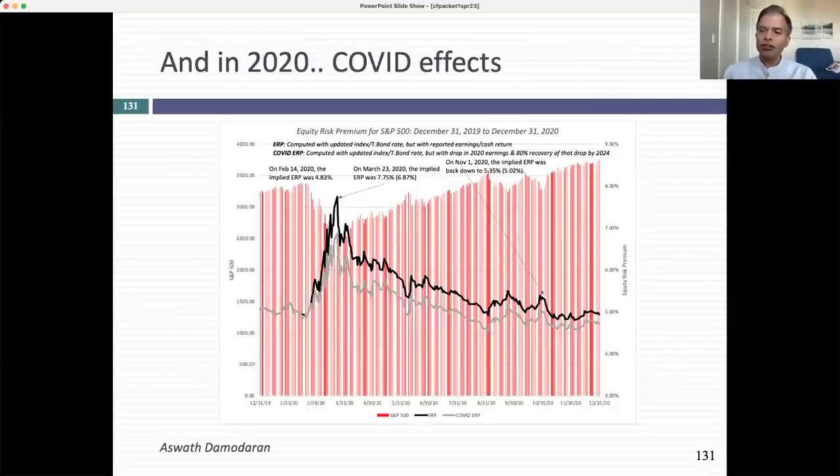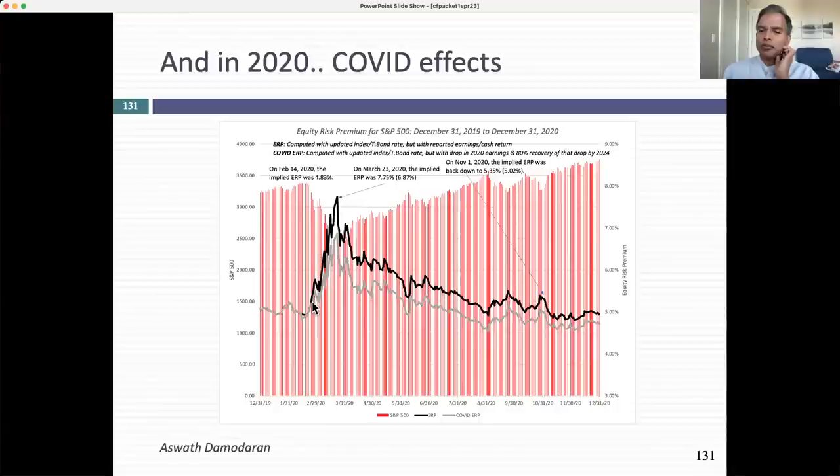This is a more recent crisis, and this one should all be fresh in your memories, because some of you are working, some of you might have been in school. This is the implied equity risk premium in the first quarter of 2020. Remember that quarter? On February 14th of 2020, we woke up to the news that the Italian government had found 200 cases of COVID in Italy, and they couldn't trace it to China or a cruise ship. Until then, we thought COVID, cruise ship, China, that's it. None of the rest of us are exposed. And the COVID crisis started.